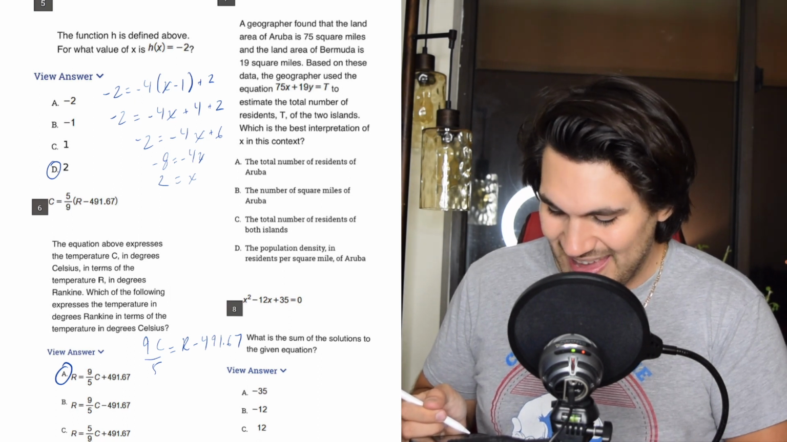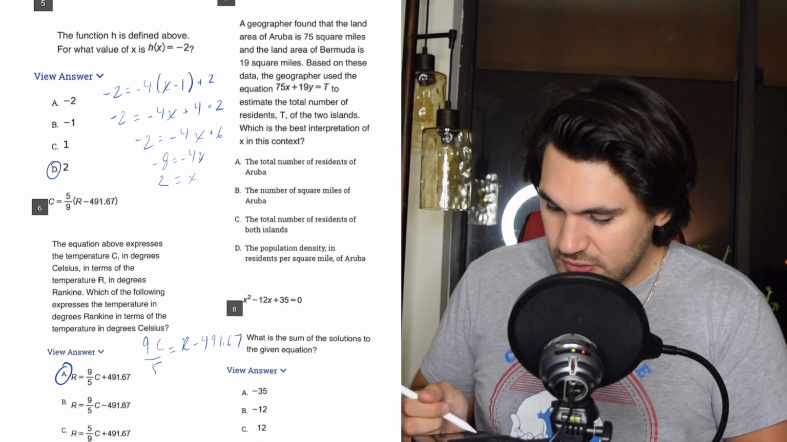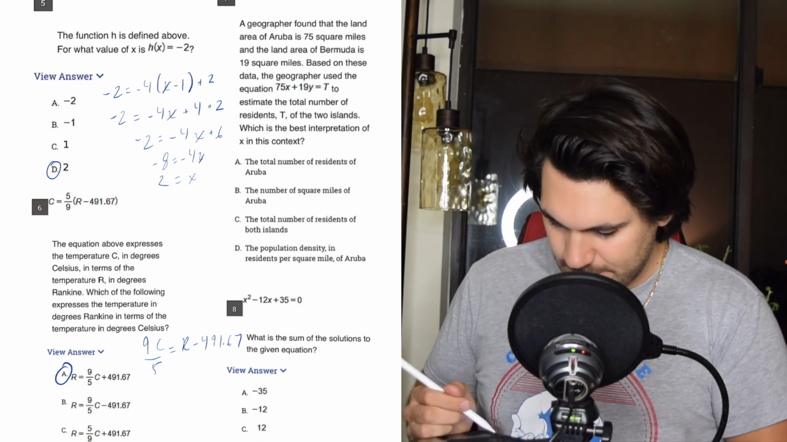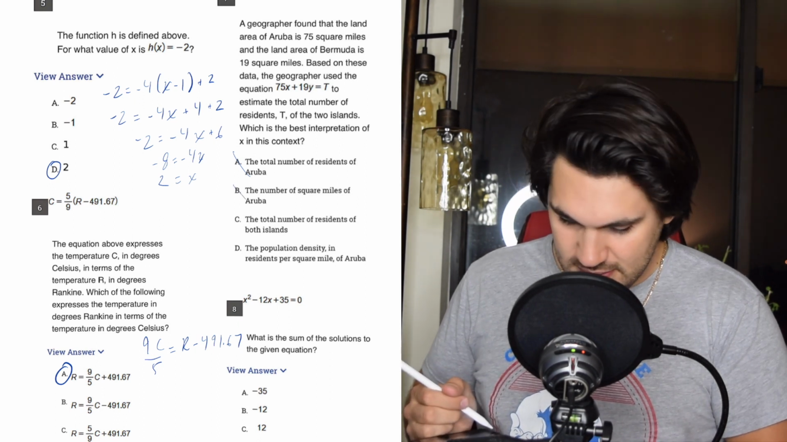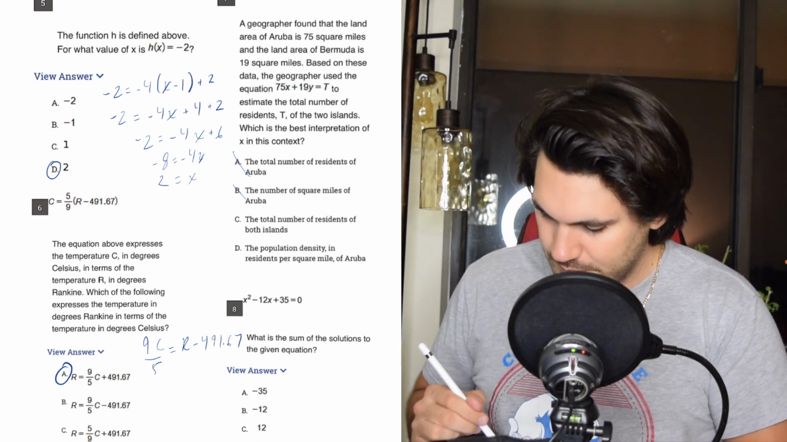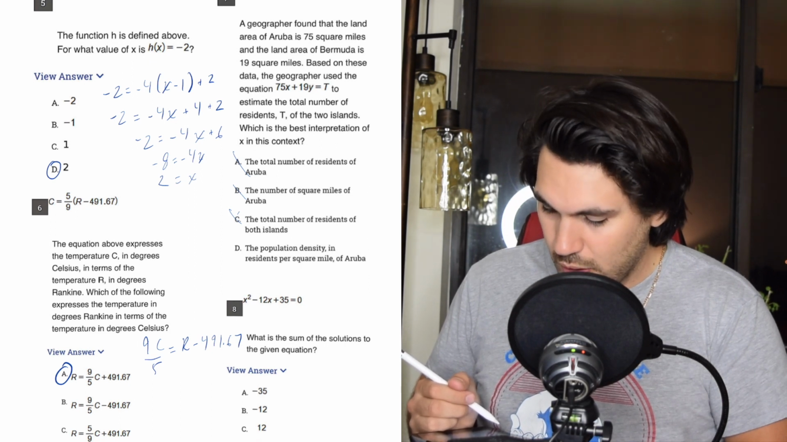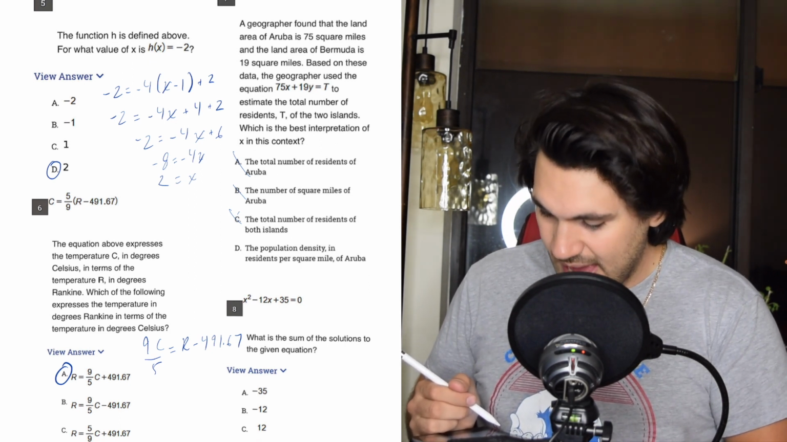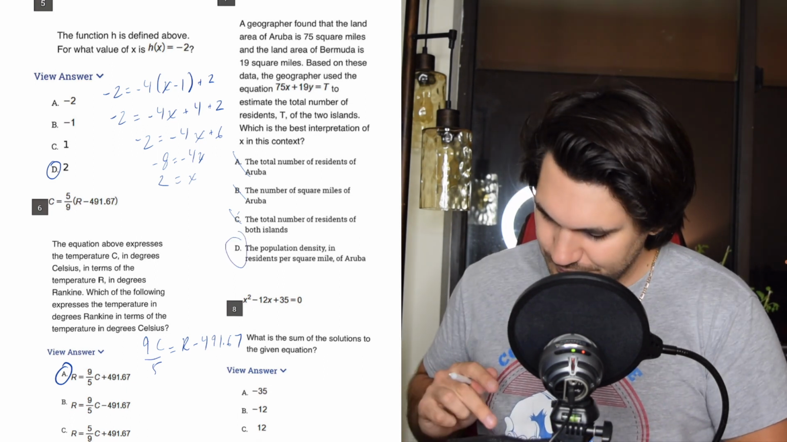Let's go through all of the answer choices. Is it the total number of residents in Aruba? It's not this one. It's definitely not the number of square miles in Aruba. Is it C, the total number of residents on both islands? Well, no, because I think that's supposed to be T. D, the population density in residents per square mile of Aruba. Yeah, it's this one. So we're just going to pick D.